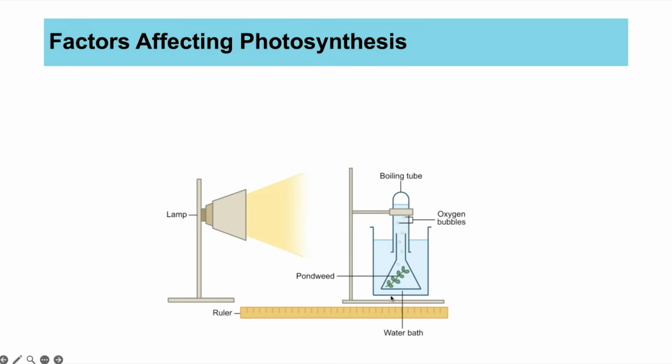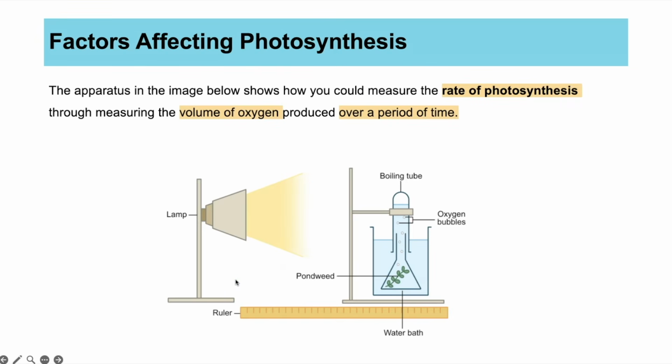Now, this is one of the required practicals, looking at how factors affect photosynthesis. But in this video, I'm just going through the theory. This is just to point out that you can use this apparatus below to measure how the rate of photosynthesis is affected by different variables. And in this one, we could look at how light intensity affects the rate.